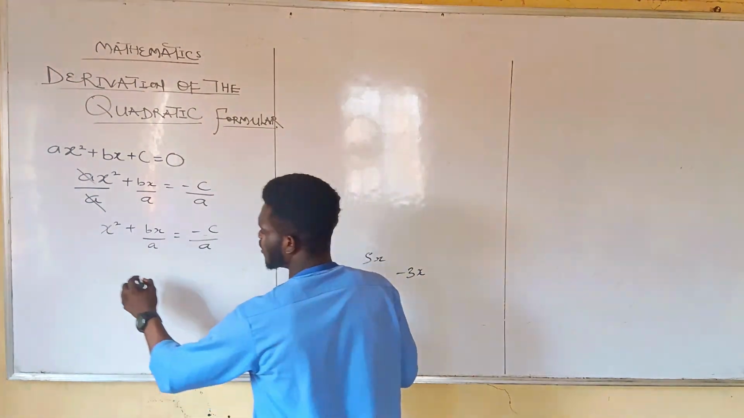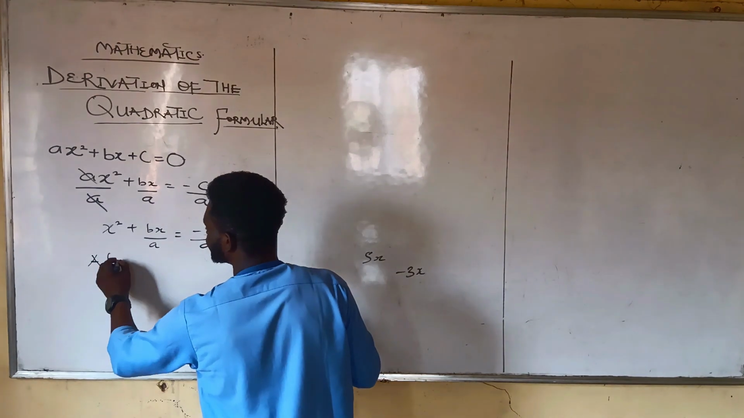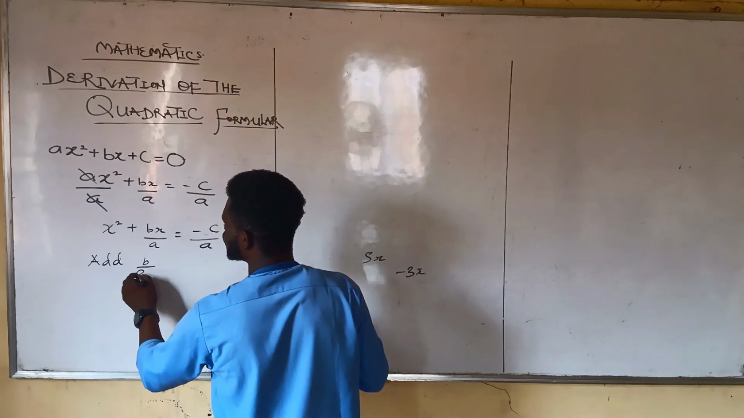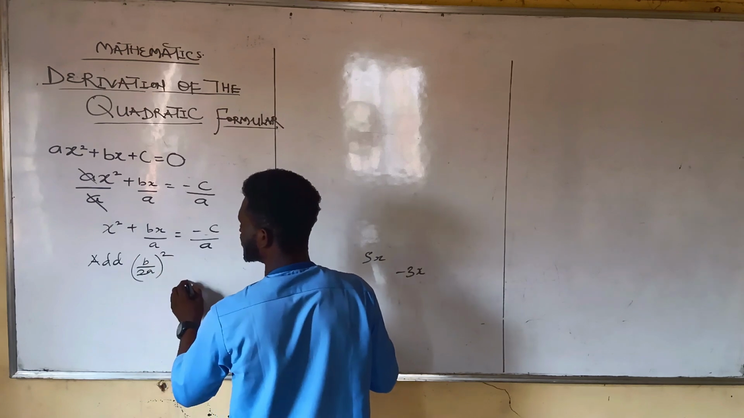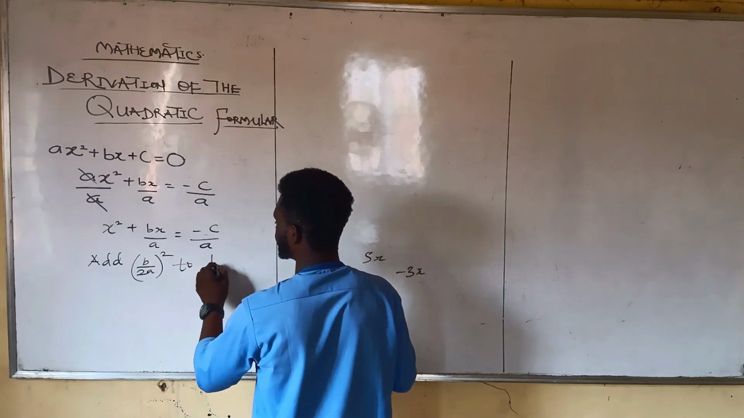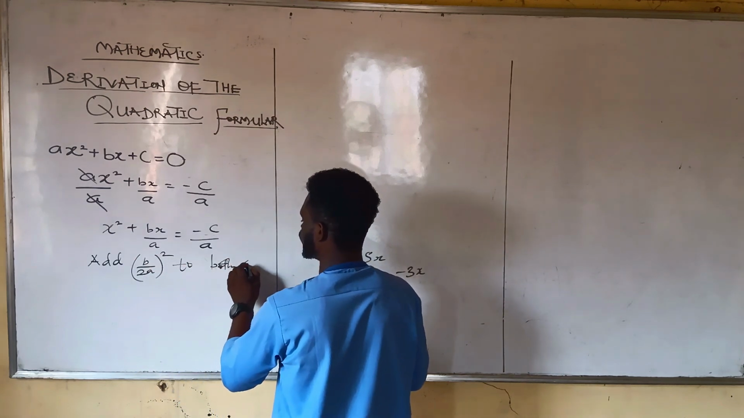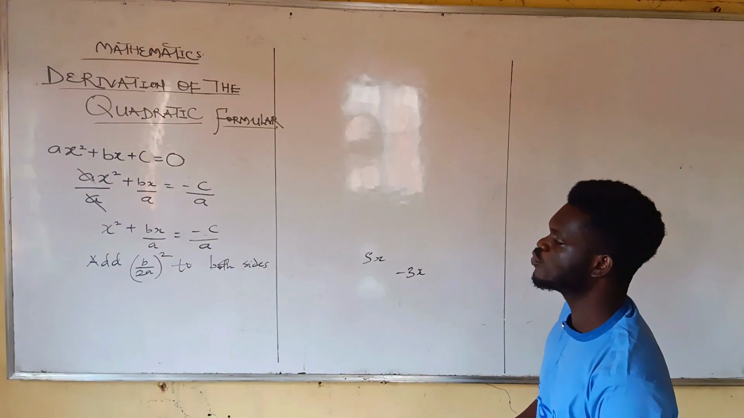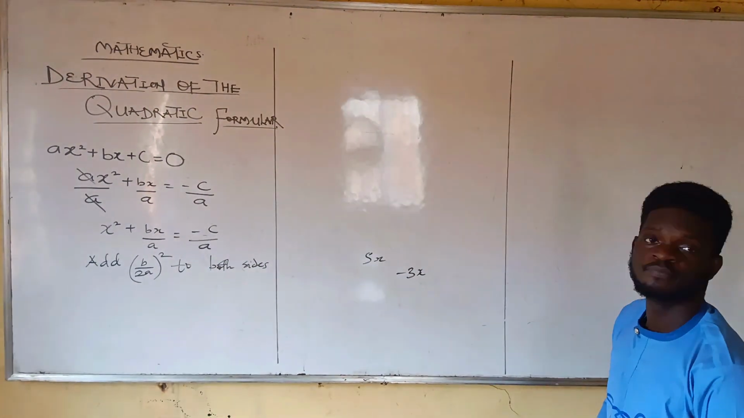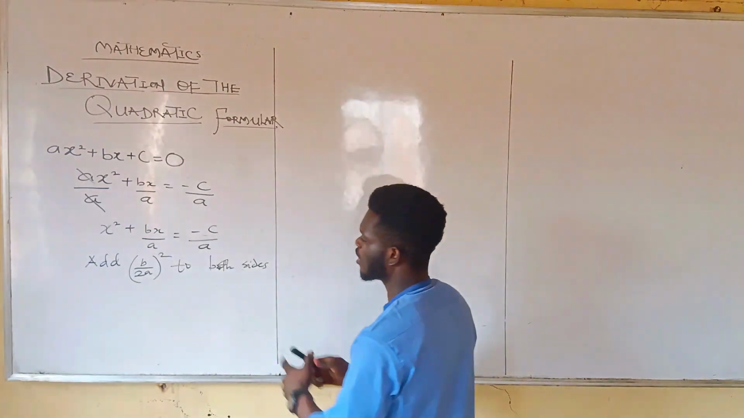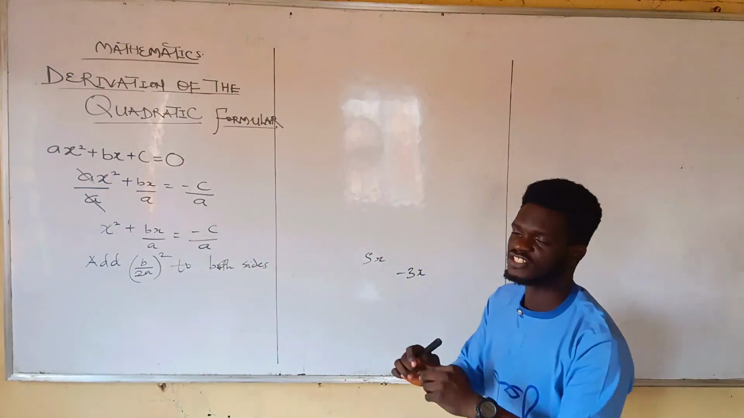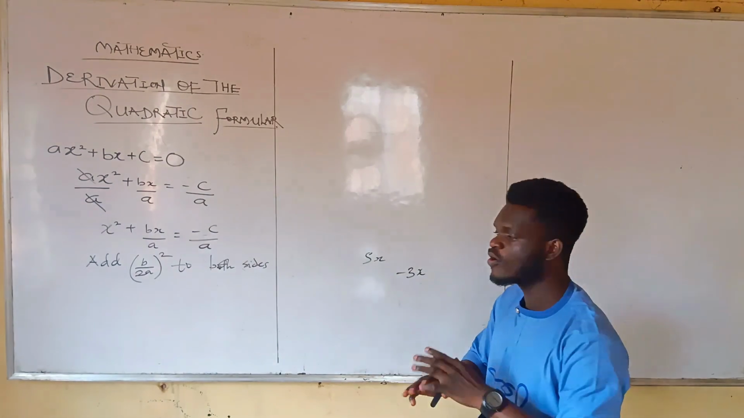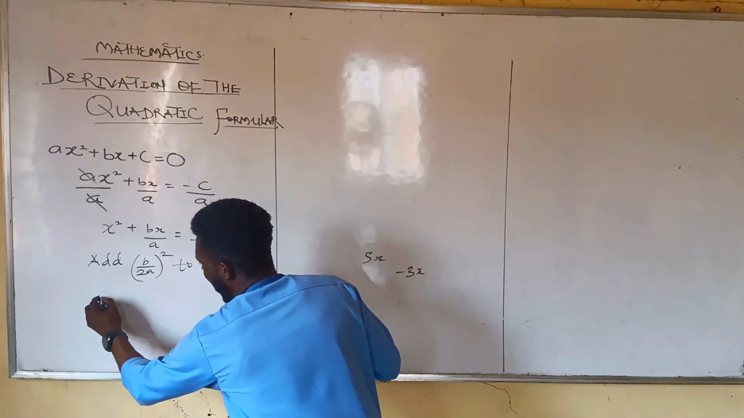don't ever forget this. Add b over 2a all squared to both sides. Now, what does that mean? Like I said earlier, the golden rule of mathematics: whatever happens to the right hand side must also happen to the left hand side, and everything remains okay. So we are doing that now. We are adding that to both sides.